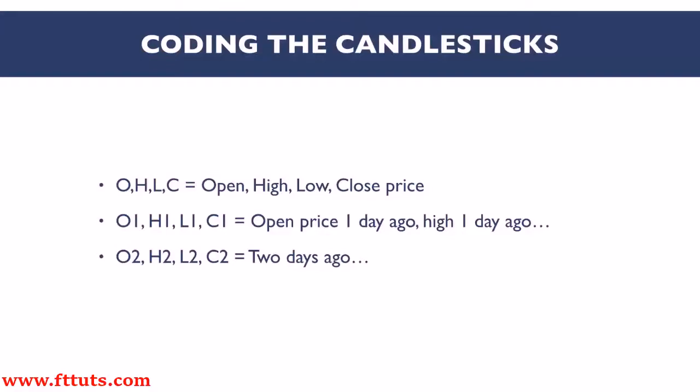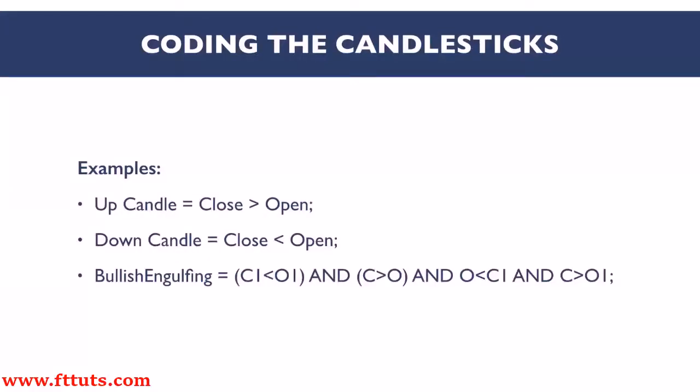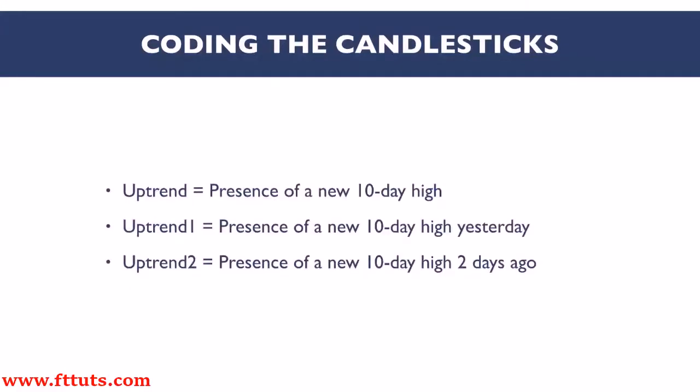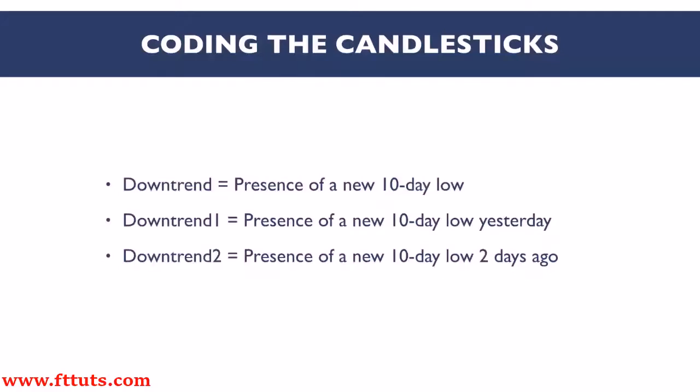Seeing as many candlestick patterns are meant to occur in uptrends and downtrends, I also had to come up with some objective definitions of what makes up an uptrend and what makes up a downtrend. Most sources suggest that the up and down trends do not need to be very long. So I decided that an uptrend would be defined as any time there's a new 10-day high on the bar, and a downtrend would be any time that there's a new 10-day low.